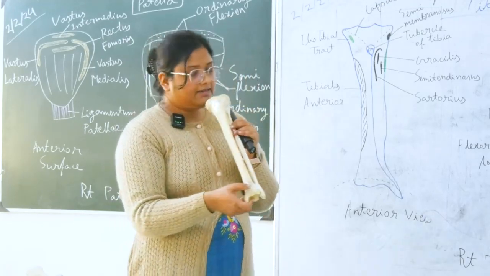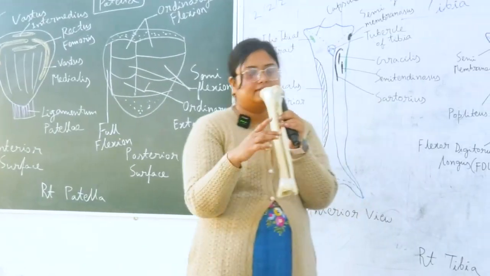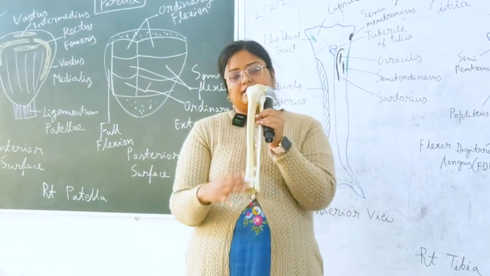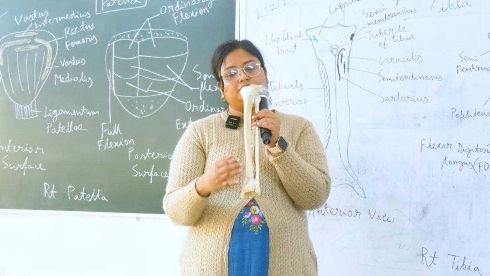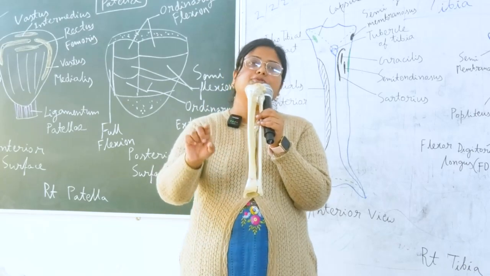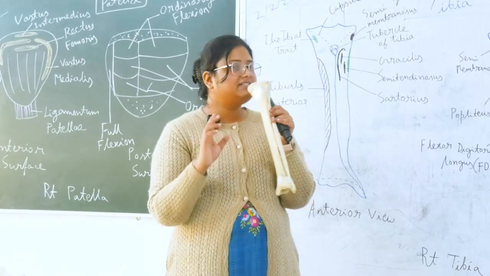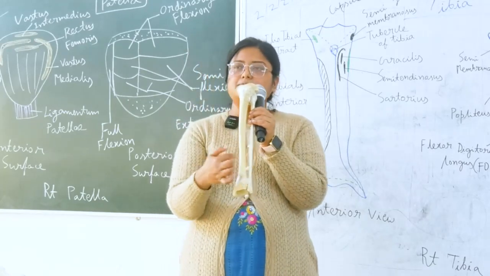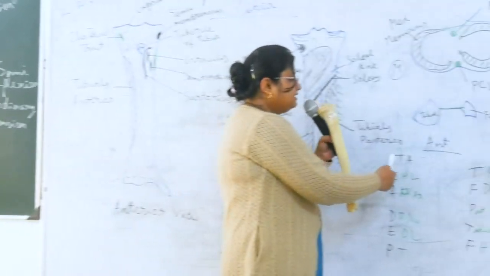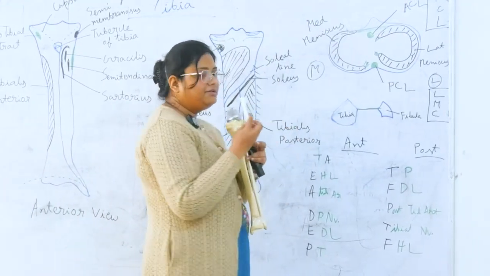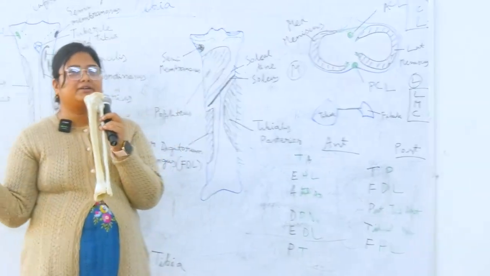The anterior surface is related to some structures. The neurovascular bundles are entering from the leg to the dorsum of the foot from this anterior surface. So the structures from medial to lateral side are tibialis anterior muscle. Here one mnemonic is present. Okay.